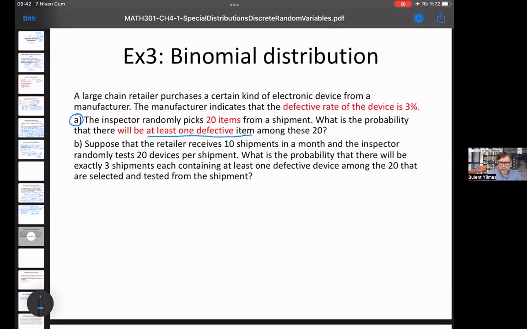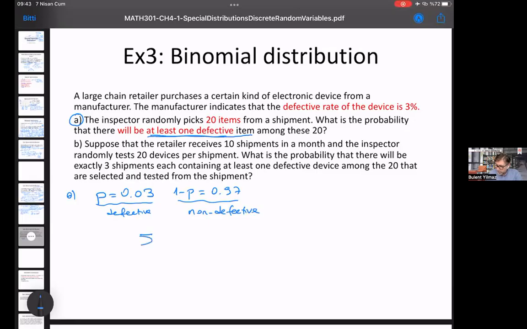Time is up. I'm writing it right now. So let's continue, arkadaşlar. So what does it say? The probability of defective is 0.03, right? Let's put P is 0.03. What is 1 minus P? It is 0.97. So 0.03 means probability of defective. This is probability of non-defective, right? So it says there will be at least one defective.